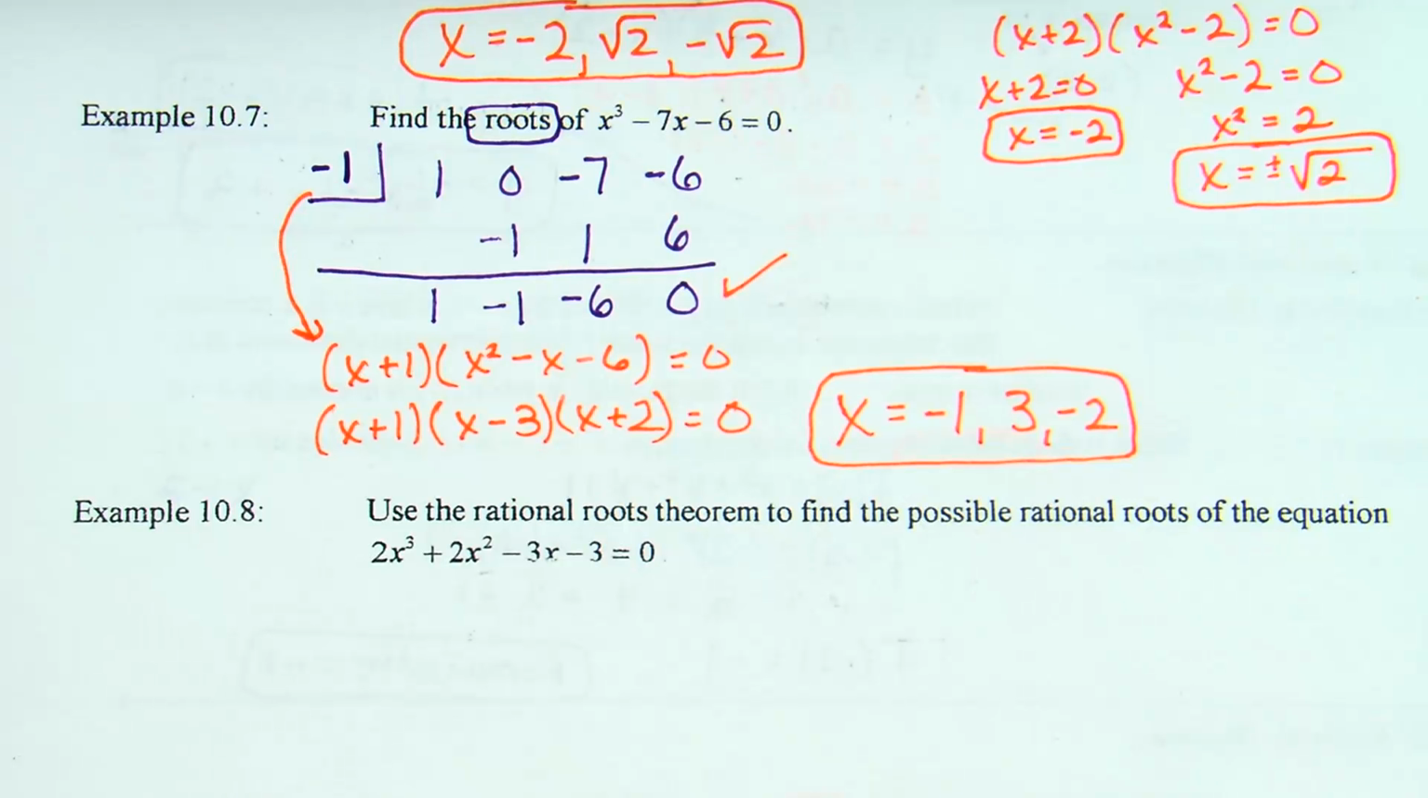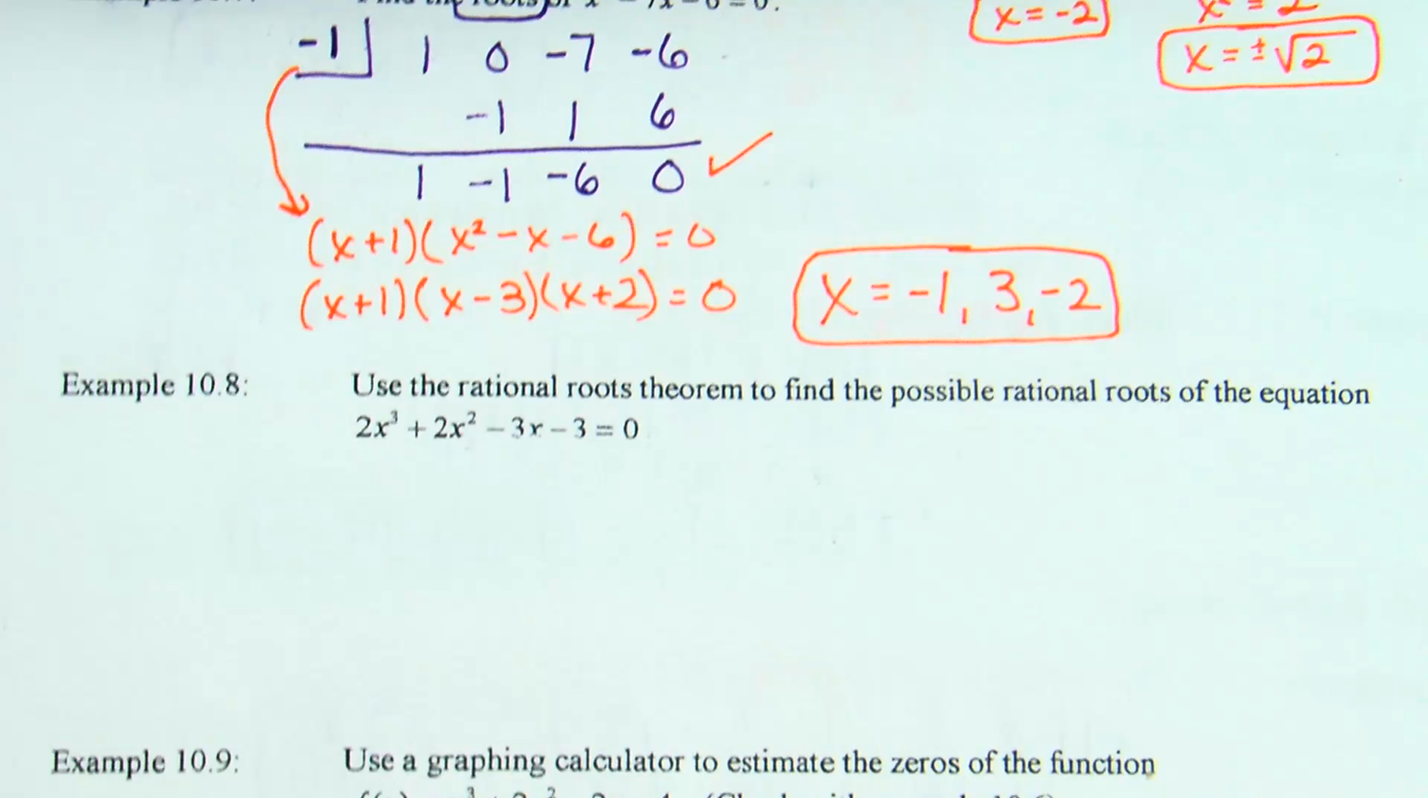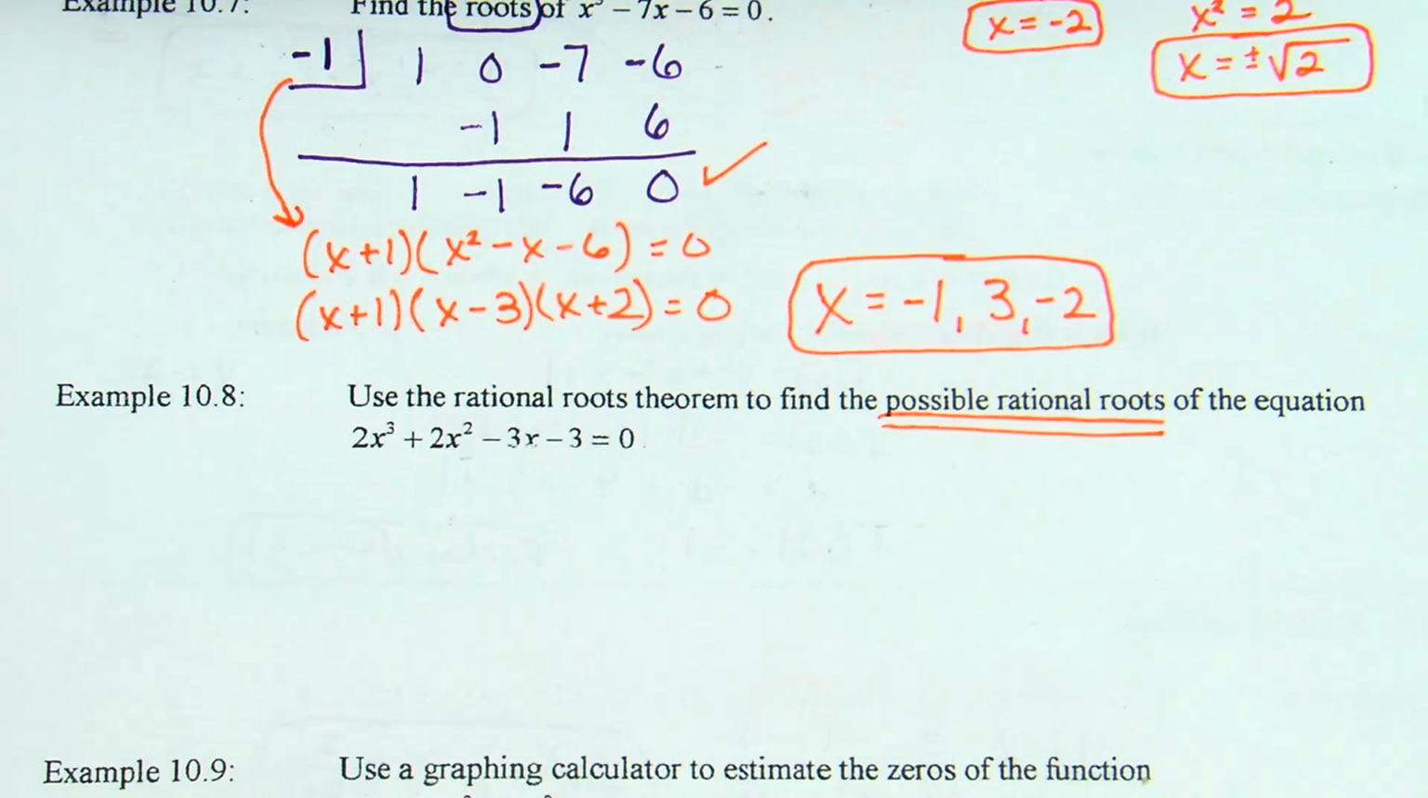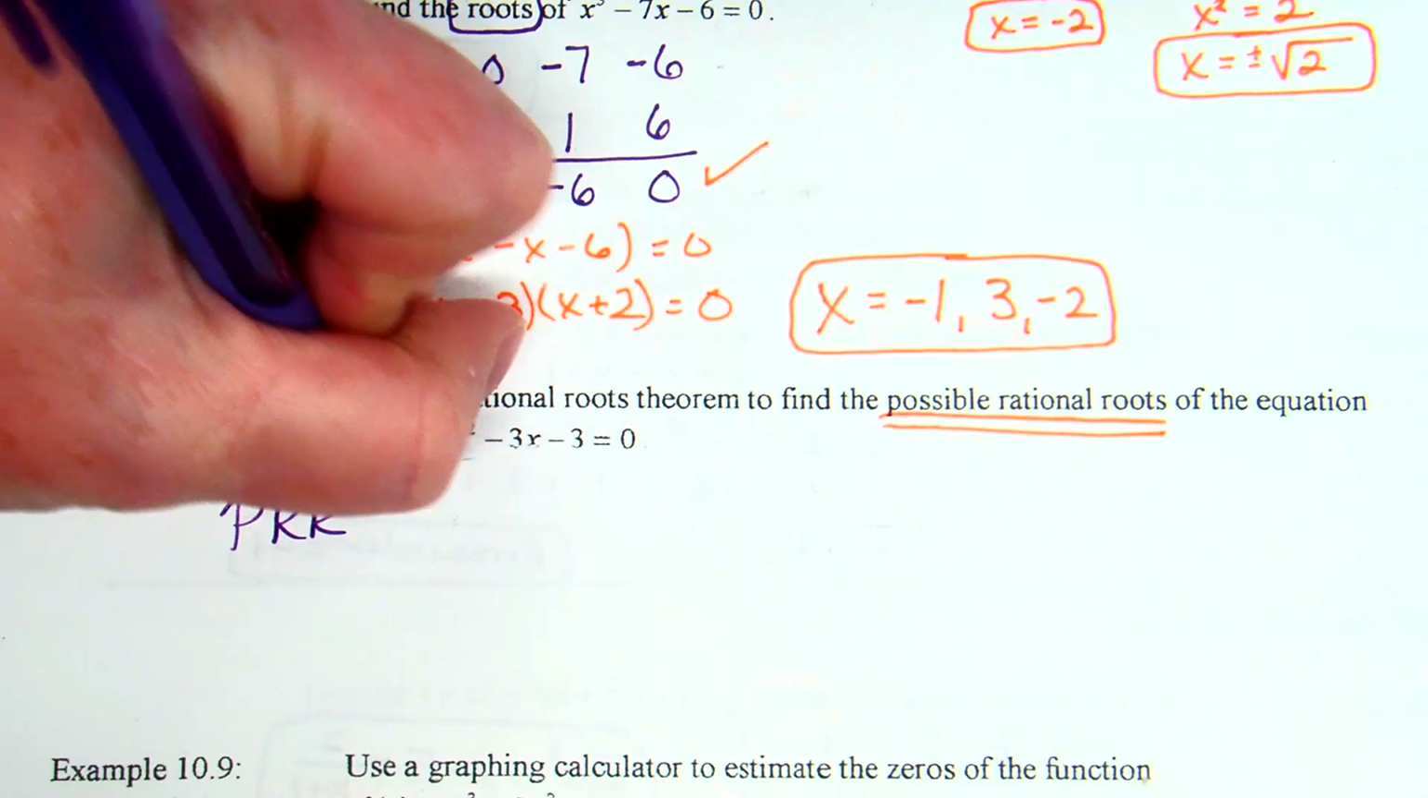Example 8. Let's talk about this one real quick. What's the question ask? Not just rational roots, though. Possible rational roots. That's what that is. That just wants to list the PRs. Okay? Thank you. So what are we going to do?